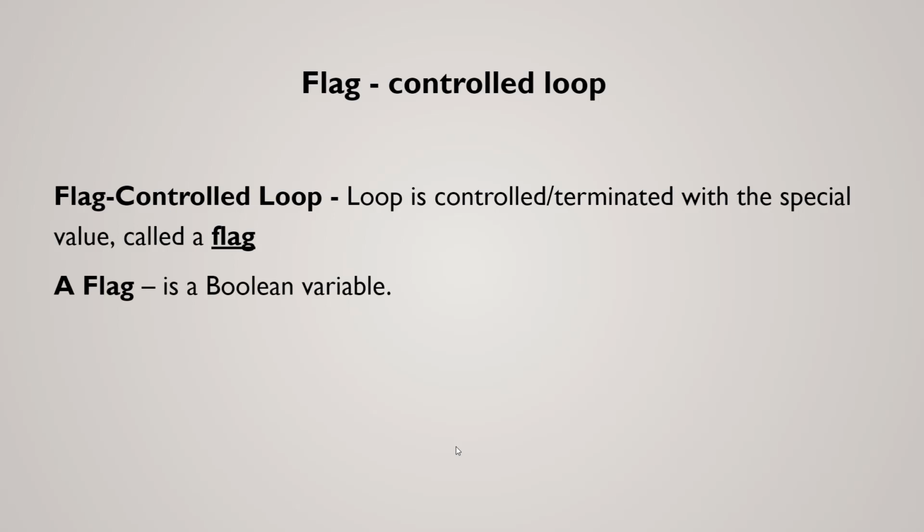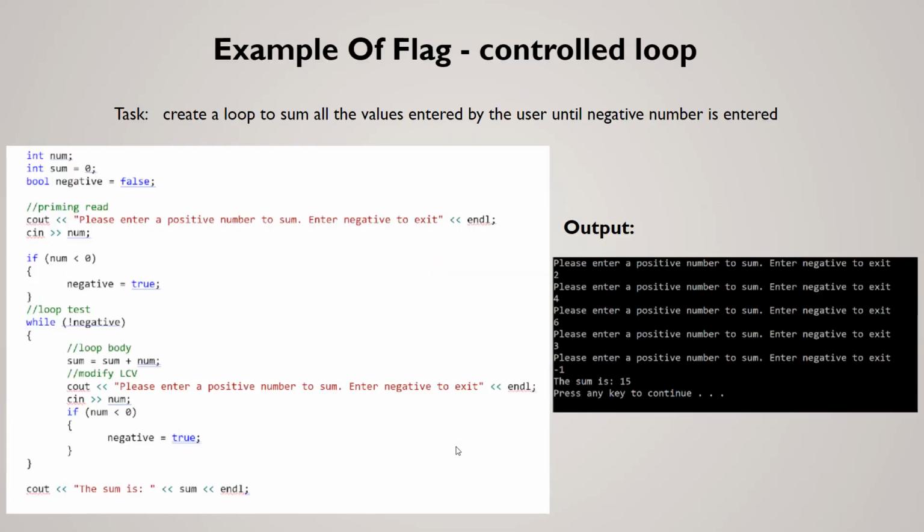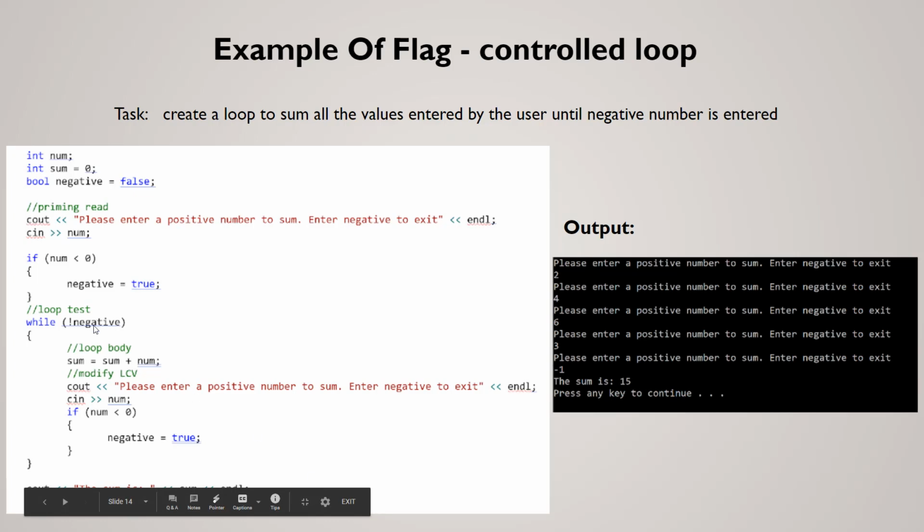Okay, so next we have our flag controlled loop. It is controlled terminated with a special value called a flag. Now this flag is a Boolean value. So technically all these loops that we're talking about evaluate to a Boolean value. So what makes a flag controlled loop any different? Well, not much, really. The difference is what we usually do is we just have a Boolean value and we figure out if that Boolean value should be set and if we should exit the loop.